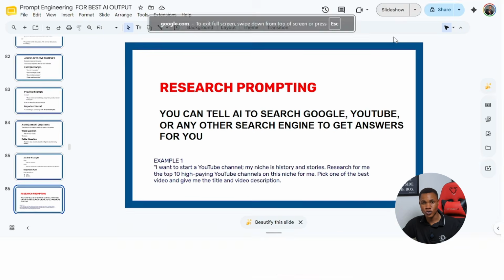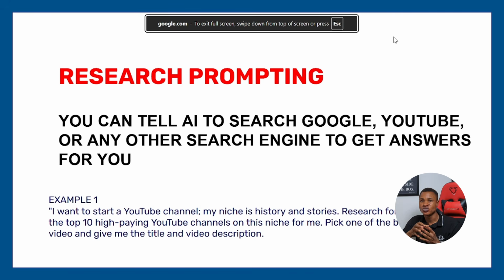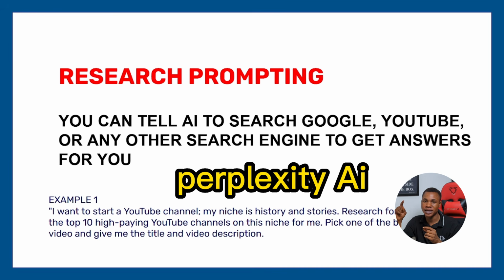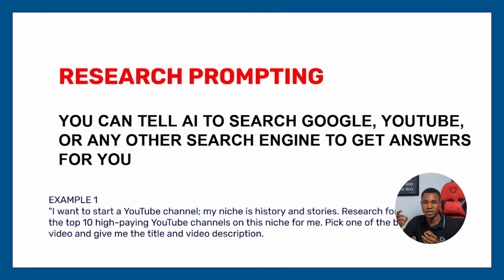Those of you who are in school, who are doing projects and assignments, AI can actually do this research for you. The best AI for academic research is called Perplexity. It's not Perpleo, it's Perplexity, P-E-R-P-L-E-X-I-T-Y. I'm writing it, see it on the board. So you can tell AI to search Google, YouTube, or any search engine.